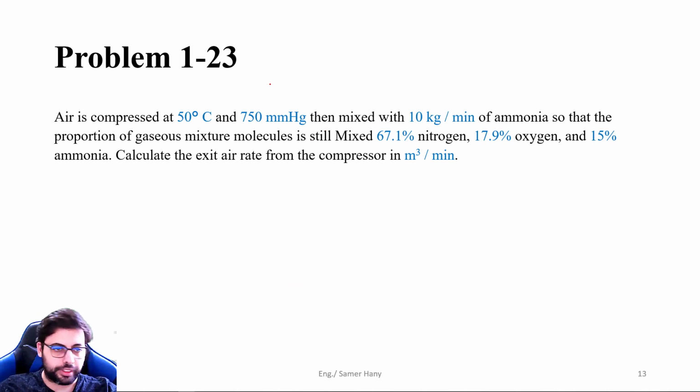Next problem. In this problem, we have air that's compressed at 50 degrees Celsius and 750 millimeters of mercury. So this is the temperature and this is the pressure. Then it is mixed with 10 kilograms per minute of ammonia. Since it's a flow rate per unit time, we give it the dot notation here, so that the proportion of the gaseous mixture molecules is still mixed, and here is the composition of the outlet gas. Okay, calculate the exit air rate from the compressor in meters cubed per minute.